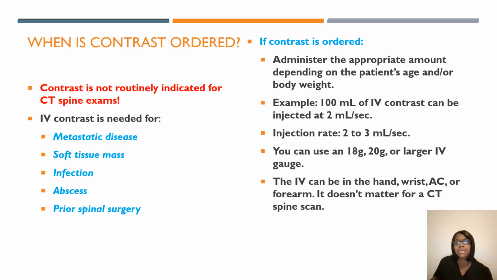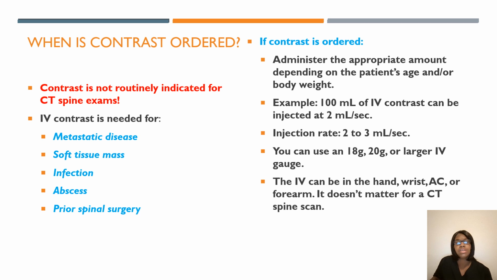So if a patient came in, you can start the IV anywhere because it's not going to be an angio spine. It's just going to be a regular spine. So you can have an 18, 20 gauge. You can even use a 22 gauge for this. It can be anywhere in the hand, the wrist, AC, forearm. It doesn't matter for a CT spine exam. You can inject at 2 milliliters, 1.5 milliliters if it's in the hand or the wrist.